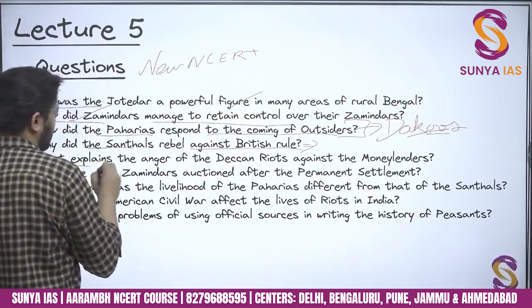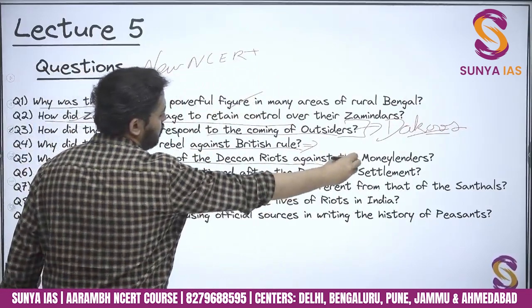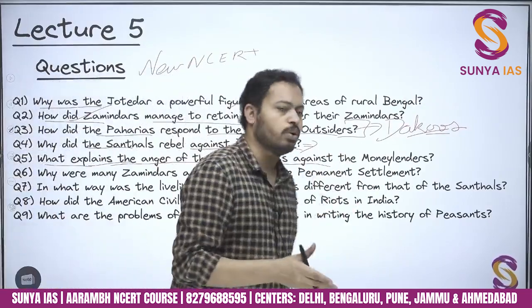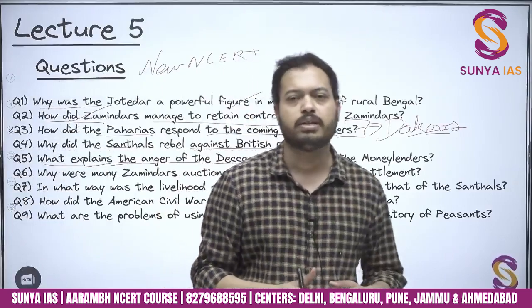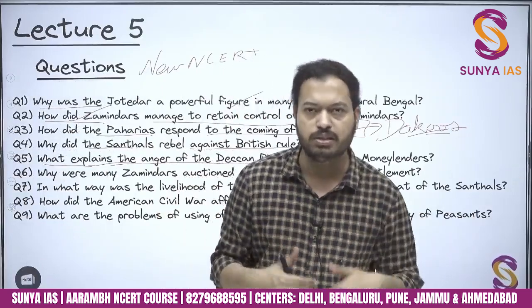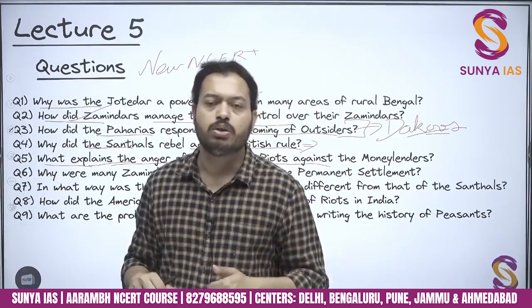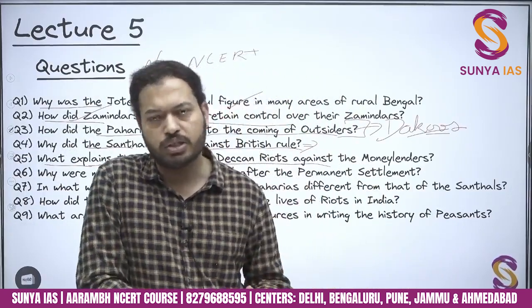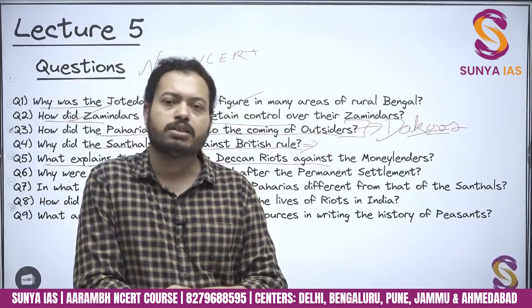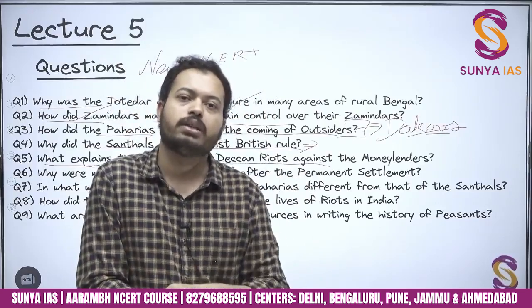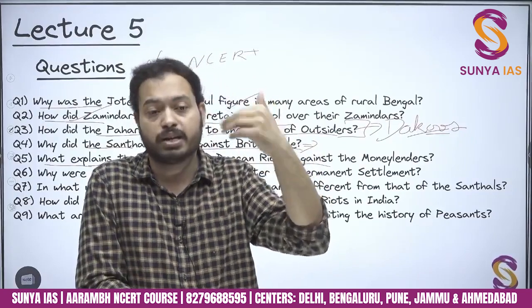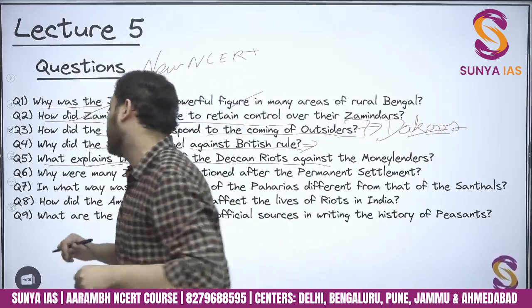What explains the anger of the Deccan riots against the moneylenders? You have to explain the whole situation here. What explained the anger? The anger was twofold. First of all, the British government was increasing the revenue demand even though the Deccan region was going through a drought situation, and secondly, the moneylenders were asking for money back even after knowing that the prices of cotton in the international market had reduced. Okay, so that has to be mentioned.